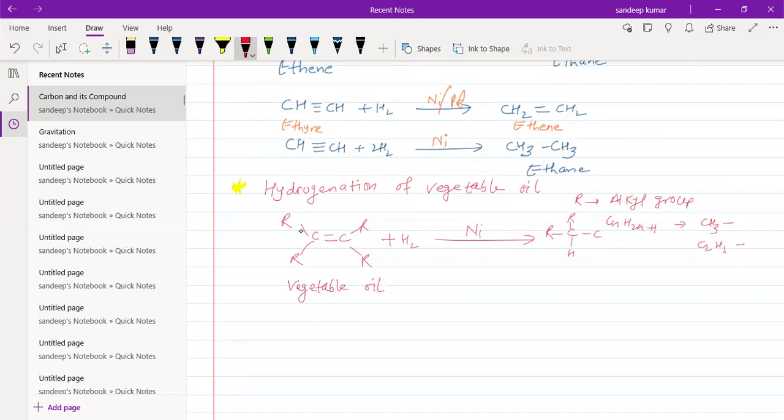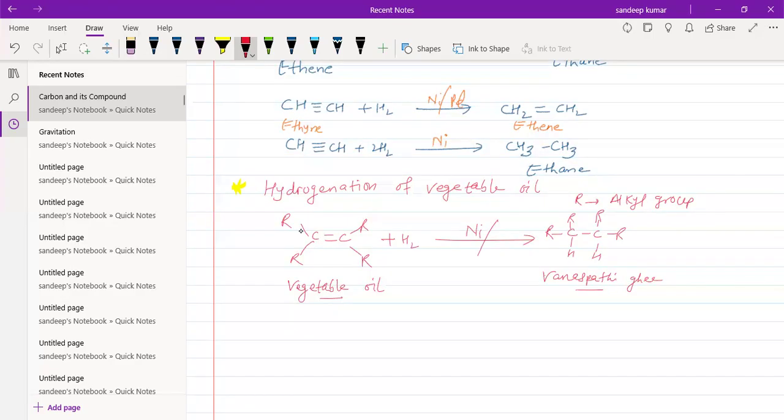See, where the space is less. We'll delete this one. So now you can see CRR, H joins here again, CRRH. So this is the formula for Vanaspati ghee, children, or dalda. Here a double bond is there in vegetable oil, and a single bond is there between carbon and carbon.